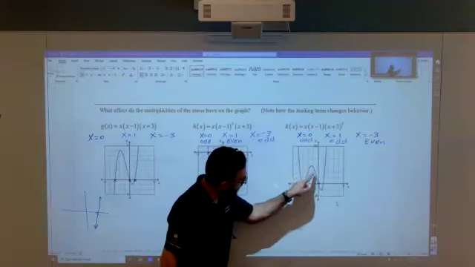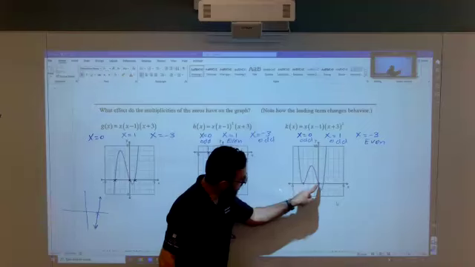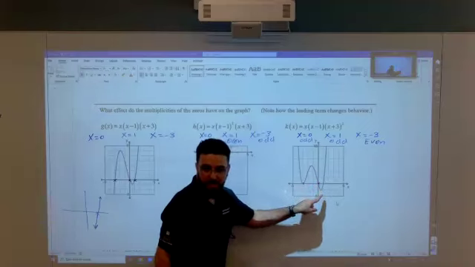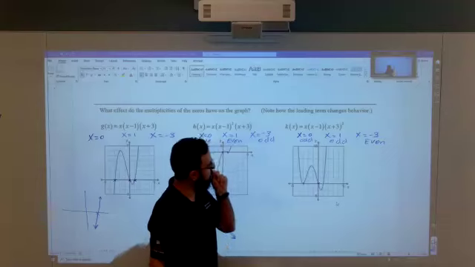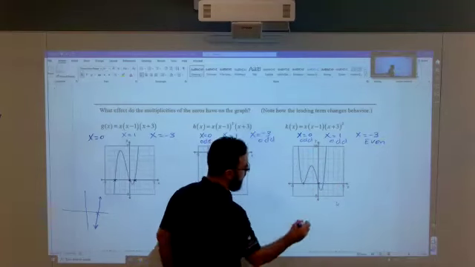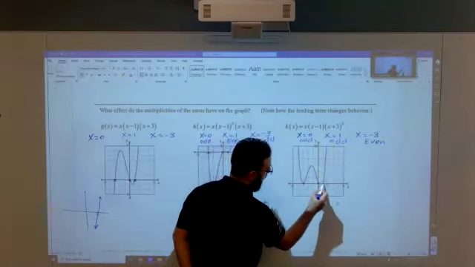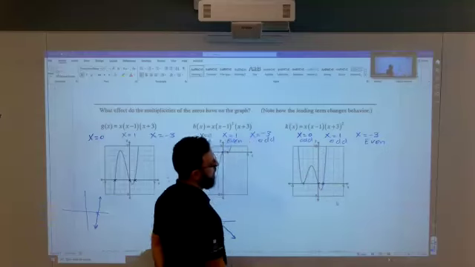At x equals 0, it's odd. What happened to the graph? The graph crosses the 0 to the other side because it's odd multiplicity. What about x equals 1? It's odd, so the graph is going to cross 1 again.